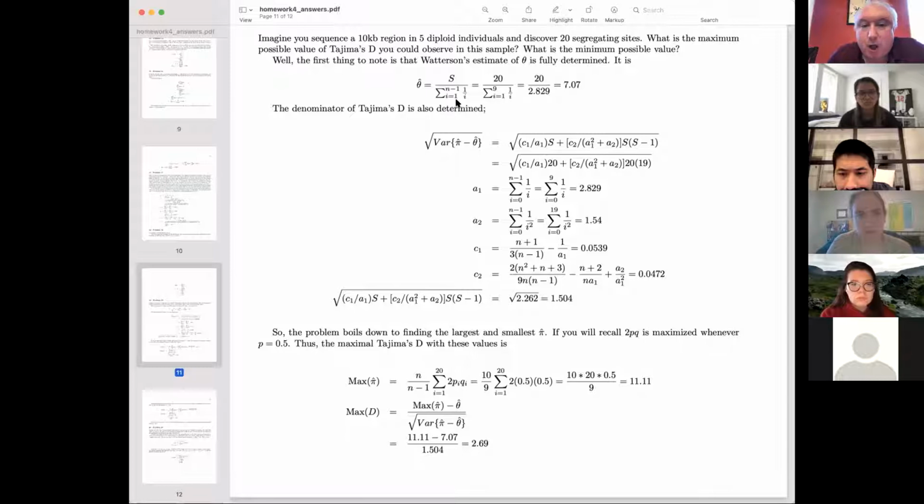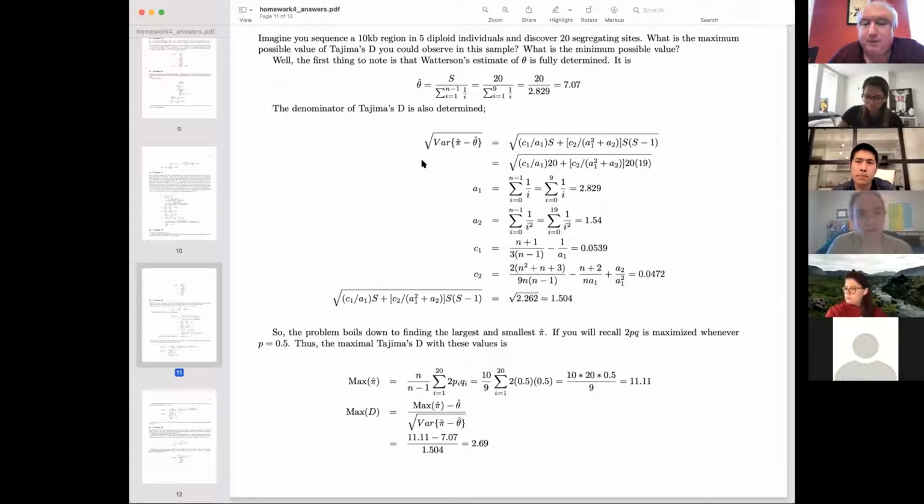And also, the denominator of Tajima's D is already determined. That estimate of the variance there is a function only of segregating sites and sample size n. If I did all my little bitty arithmetic correct, I would find the denominator is equal to 1.5. I might have gotten my arithmetic wrong. If so, I'm sorry. But the denominator here is 1.5 if I'm correct.